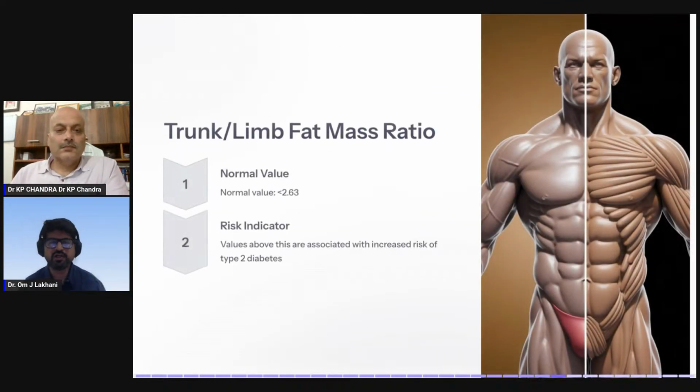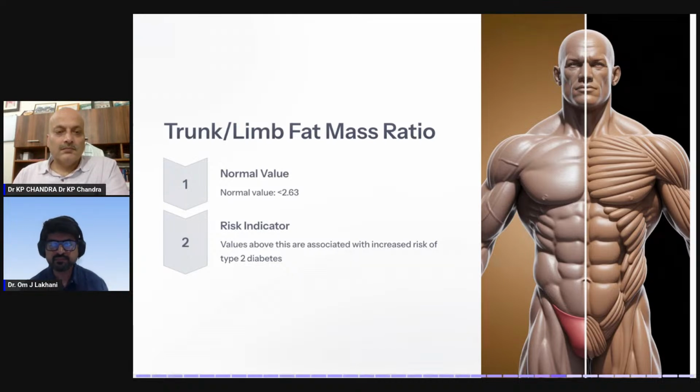Again, there is something called a trunk to limb fat mass ratio. These are all available directly from the DEXA. A value less than 2.63 is considered to be normal, and if it's more, it is suggestive of obesity. Typically, sir, you would have seen patients who have a lot of central fat, but the limbs are thin, something like a Cushing's patient, right? That type of obesity carries a very high risk of the patient developing complications, especially diabetes, metabolic syndrome, MASLD and so on.